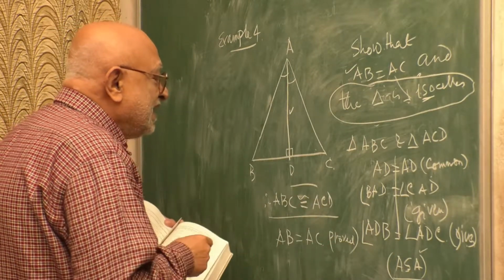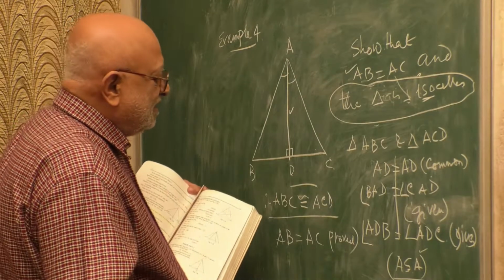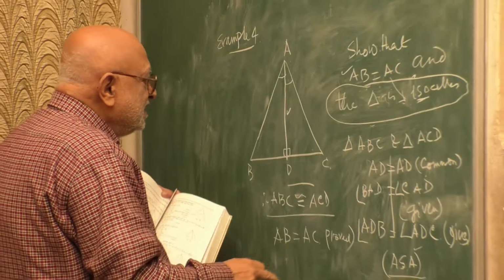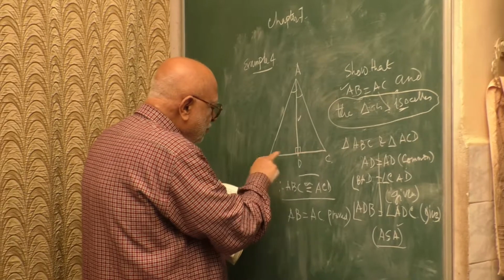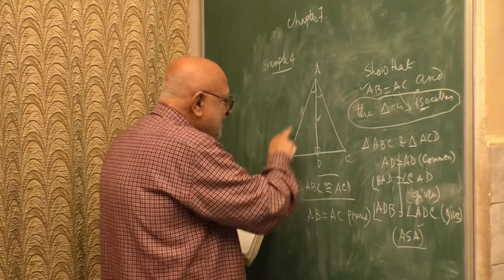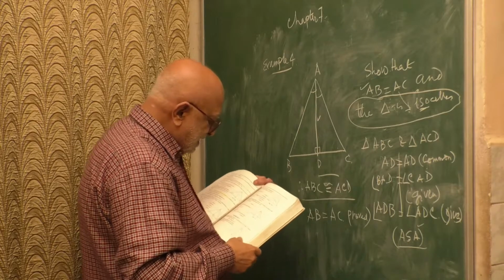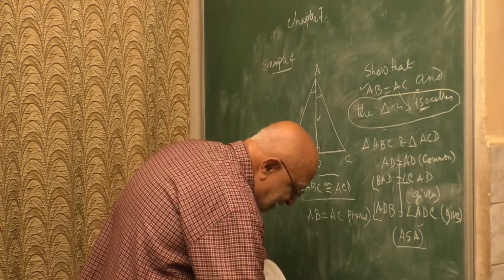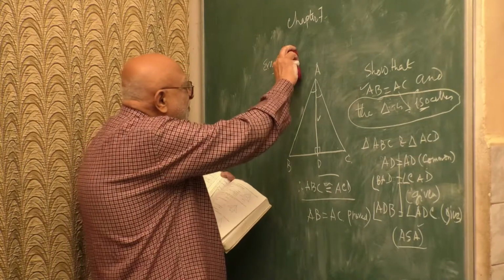And so I can apply this in the solution of other problems: if I have a triangle in which the bisector of angle A is perpendicular to the opposite side, I can consider that AB equals AC. So remember, these examples are also given so that their application in solving other questions will be done. Okay, now we will go for example 5.